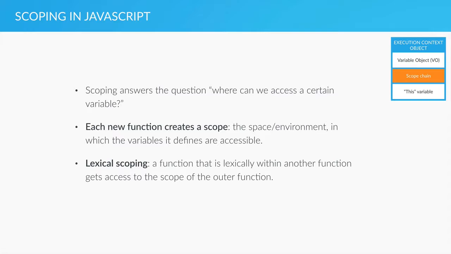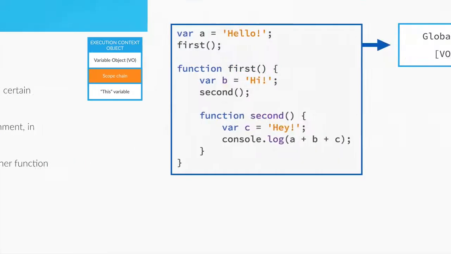Lexical scoping means that a function that is lexically within another function, which means that it's written inside of another function, gets access to the scope of the outer function, also called the parent function. And with that, it also gets access to the variables and functions that the parent function defines. But let's look at an example to get a better idea of this.